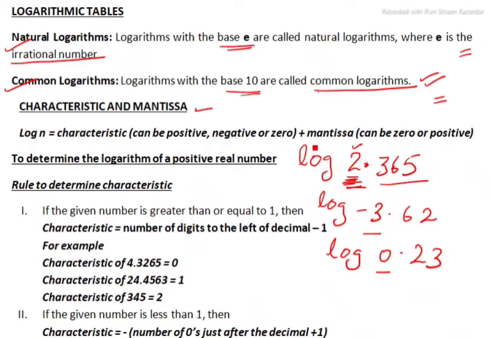Now let us see the mantissa part. In this mantissa part we have only 0 and positive. That means here, as you can see, all these cases are positive. Or it can be, for example, if I have to find out the log of 2.0, then this mantissa part is 0.